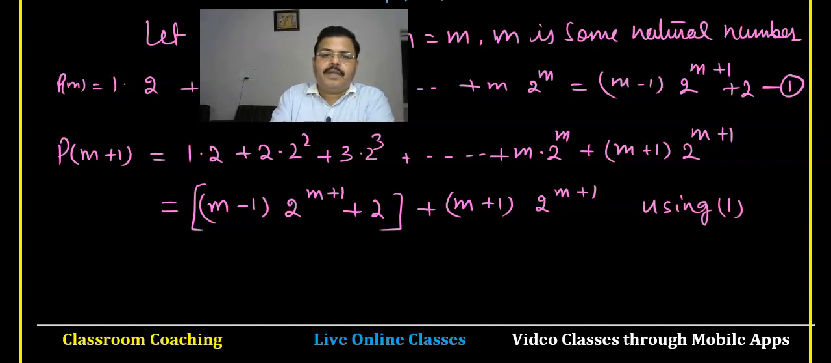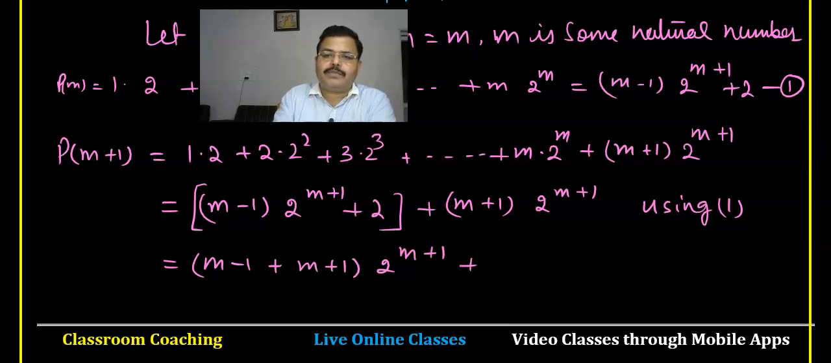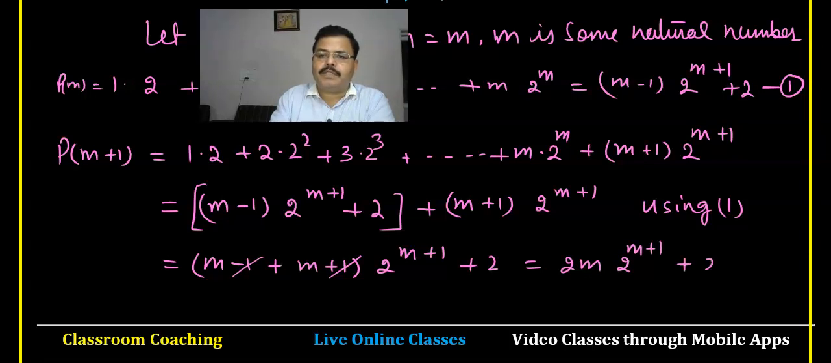Isn't it? Now m plus 1 into 2 to the power m plus 1 is here also, and 2 to the power m plus 1 is here also. So we can take it common. So what is left here? m minus 1 and m plus 1, and both have common 2 to the power m plus 1, plus 2. So that will come up, 1 and 1 cancel, m plus m is 2m into 2 to the power m plus 1 plus 2.